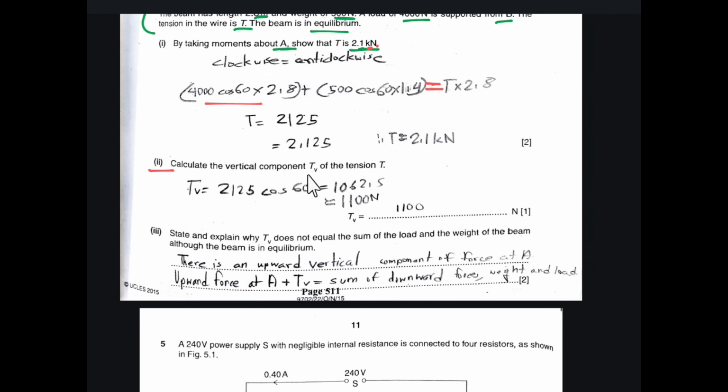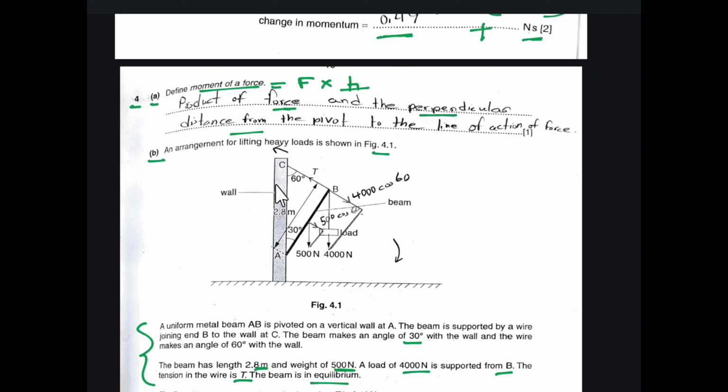To calculate the vertical component TV of the tension, we need to first draw a triangle. Since no triangle is drawn here, you have to remember that to calculate the vertical component, the tension would have to be the hypotenuse, and this would be the vertical component. For this triangle, this is not the hypotenuse, so we have to draw the triangle in such a way that this side is the hypotenuse. We can draw it like this. This is the horizontal line and this is the vertical line.